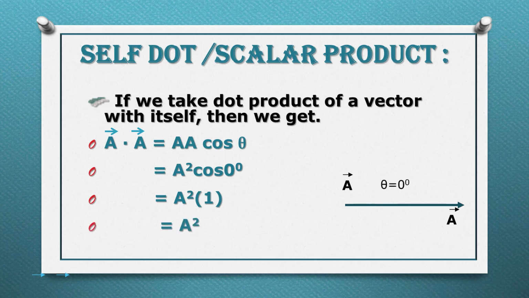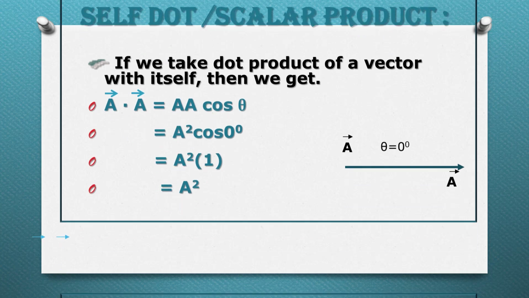So we can say that if we take the dot product of a vector with itself, then we will get the square of its magnitude. All these things are not discussed in your book, but you should know them. These are important from the MCQ point of view or conceptual questions point of view. You have to note it down. So if we take the dot product of a vector with itself, we get the square of its magnitude.